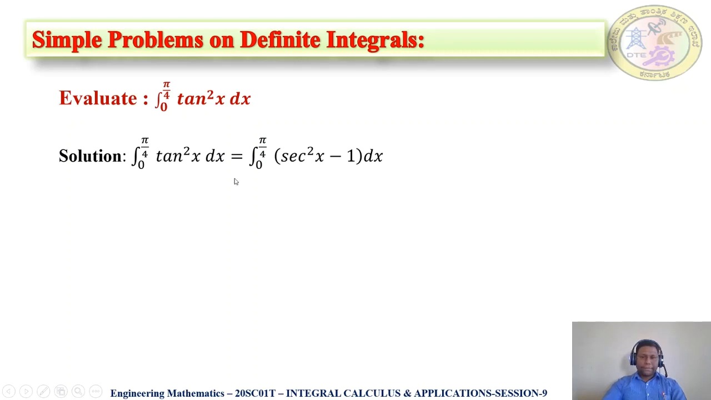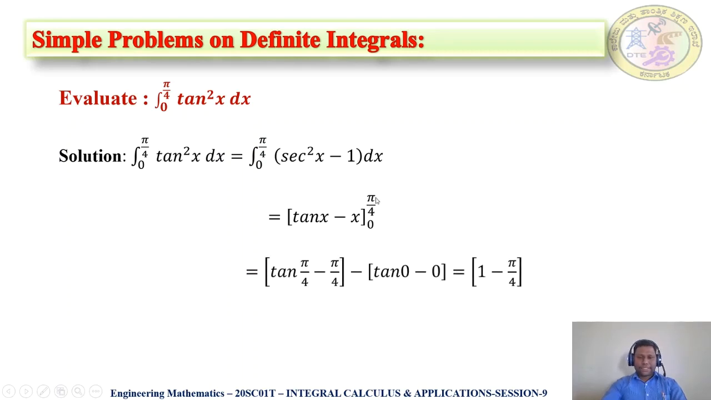We know that 1 plus tan square theta is equal to secant square theta. Therefore tan square theta is equal to secant square theta minus 1. So in the place of tan square x, I have substituted secant square x minus 1. Now integration of secant square x is tan x, minus integration of 1 is x, between the limits 0 to pi by 4. Now apply the limits. Upper limit is pi by 4, lower limit is 0. So tan pi by 4 minus pi by 4, minus of tan 0 minus of 0.